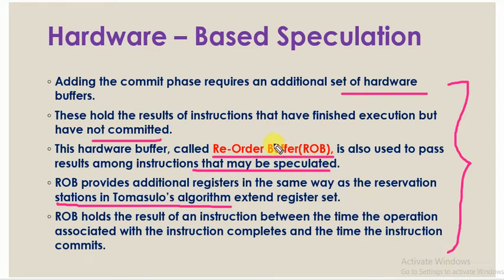So we are having one additional hardware component called the reorder buffer available with the hardware-based speculation mechanism. Using that we are maintaining some more information, meaning all the intermediate results, and finally that buffer will be committed in the initial order itself.